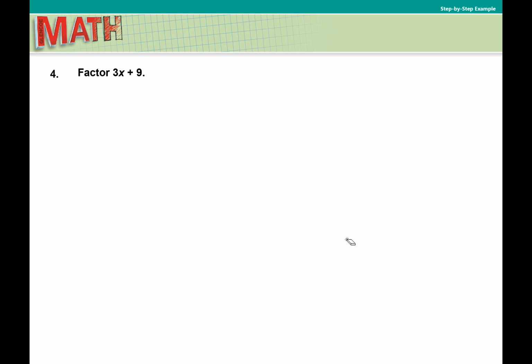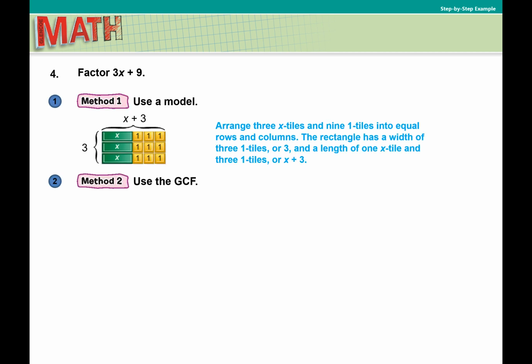Now, when it says to factor 3x plus 9, this is just kind of going a little bit backward, okay? So we're going to skip method 1, unless that makes sense to you, okay? So if you need the visual, then come see me and we'll work it through together. But otherwise, we're going to use the greatest common factor. So when we look at 3x plus 9, we divide 3x out into 3 times x. And when we look at 9, we can divide that out into 3 times 3.